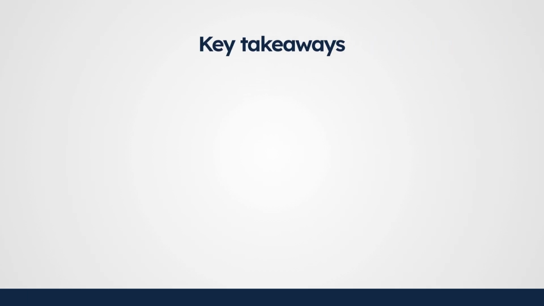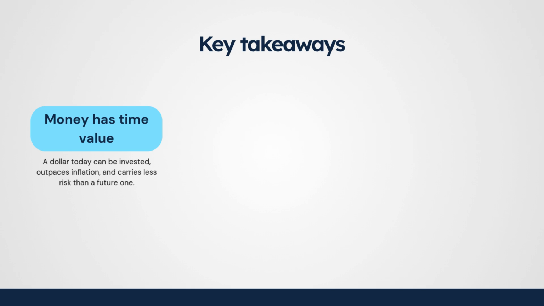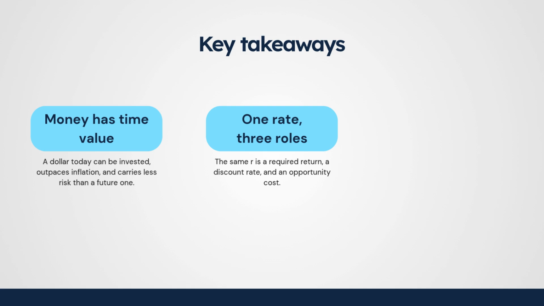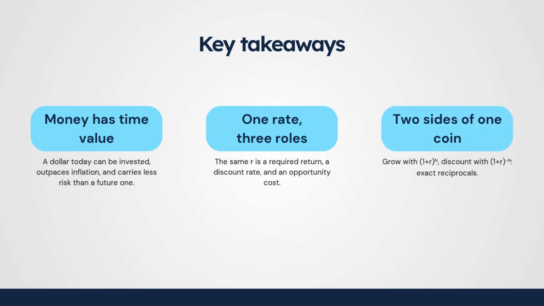Let's bring Lesson 1 together with the ideas that matter most. First, money has time value. $1 in your hand today is worth more than $1 promised later, because you can invest it. It hasn't been eroded by inflation, and it carries less risk. Second, one interest rate plays 3 roles at once. It's your required rate of return, your discount rate, and your opportunity cost. And third, future value and present value are 2 sides of the same coin. You grow money forward with 1 plus r to the n, and bring it back with 1 plus r to the negative n, and those 2 factors are exact reciprocals.